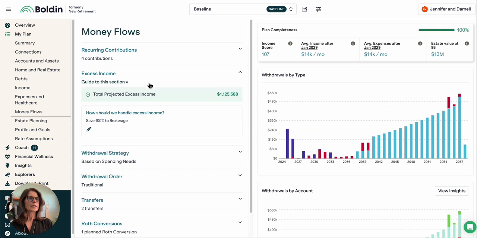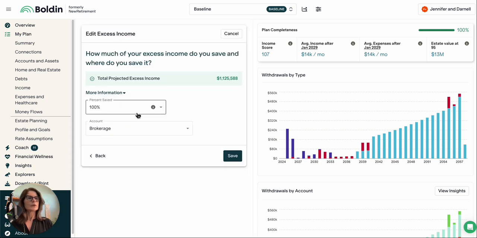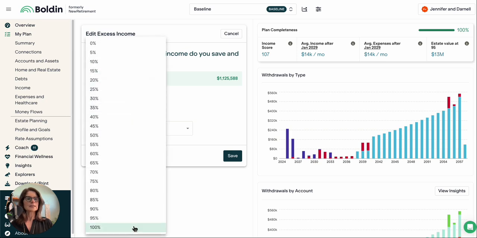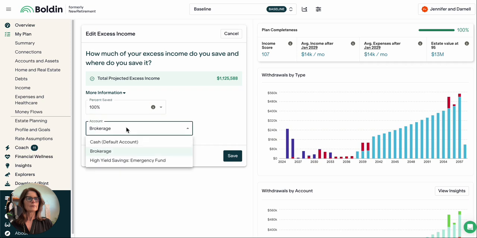Moving down to excess income. When your income exceeds your planned savings and expenses, you'll have excess income in the planner and need to tell the tool what to do with it. First, select the percentage of excess income you'd like to save. Then, select one of your after-tax accounts as the recipient of your excess income based upon what you would do with excess income in real life.